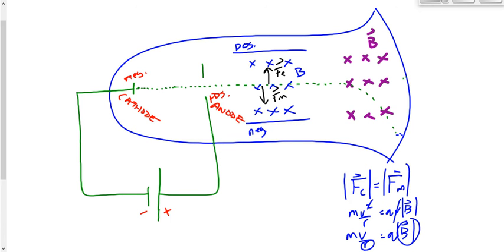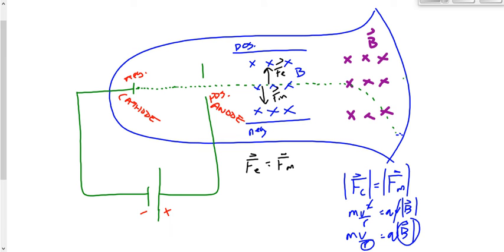But if the particles are going at the right speed, then those two forces will be equal. And these particles, these mysterious negatively charged cathode rays, will go straight through undeflected. So this is what he starts analyzing now, these particles that go through undeflected. The ones that go up or down, we don't care about those. The ones that go straight through, we know that Fe equals Fm.